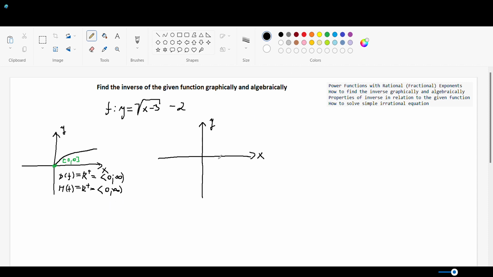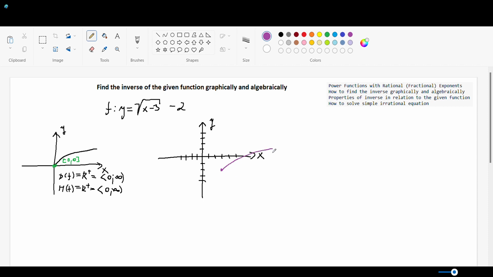So basically we need here 1, 2, 3 units. Let me put 4, 5, and we need 1, 2, 3, 4 units down, and let's do it also up and to the left, though this information is not really needed. So our given function is shifted 3 units to the right and 2 units down. So our point, which was in the origin, will be somewhere here. These were just helpers for me. Now we can sketch the given function.